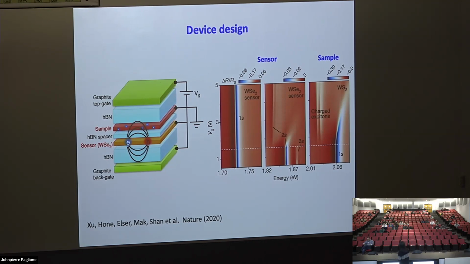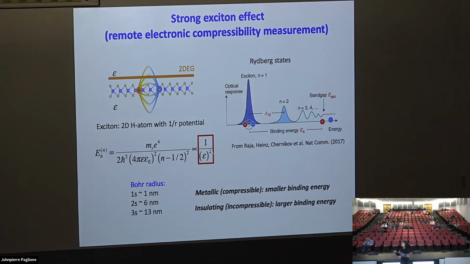Oh, sorry, why would the influence only be on the 2s and 3s? Yeah, that's a very good question. So I mentioned earlier that the exciton Bohr radius is very different. So 1s has very strong binding energy, so it's very tight. They're small, and the 2s, much bigger.